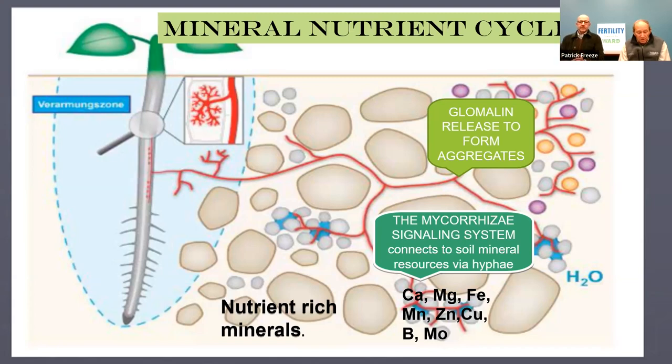Mycorrhiza fungi is able to get into spaces where roots can't and suck water from these spaces even when wilting point has theoretically been reached. It is, in my view, the most underlooked or underestimated component of the whole regenerative ag system. If you do not have this connectivity, you do not have regenerative agriculture.